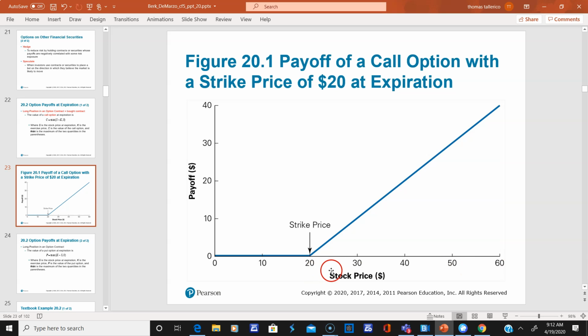And obviously, this is the payoff curve, not the profit. The payoff curve would have a negative portion here, which reflects the premium you paid, right? You've got to pass the premium before you make any money.